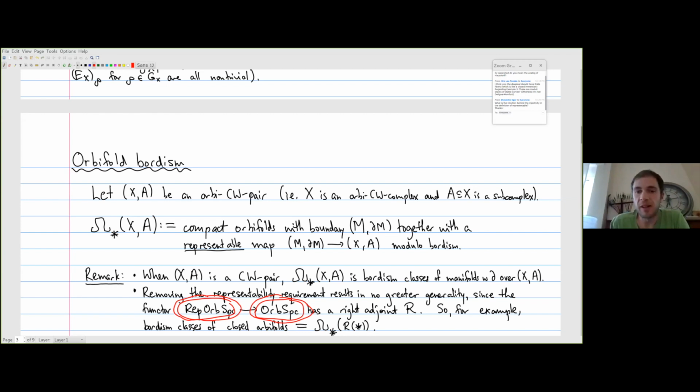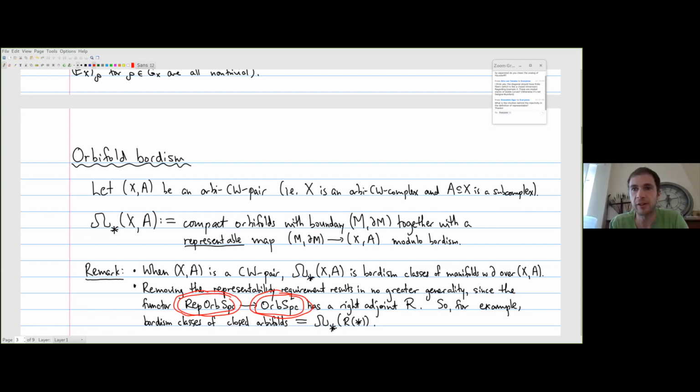So for example, just bordism of orbifolds with no extra structure is the same thing, of course, as bordism of orbifolds with a map to a point. And a map to a point is the same thing as a representable map to R of a point. So this group of bordism classes of closed orbifolds is this orbifold bordism group I've written down of R of a point. R of a point is some sort of mysterious Orbispace. It has various concrete descriptions, and it will appear later as well.